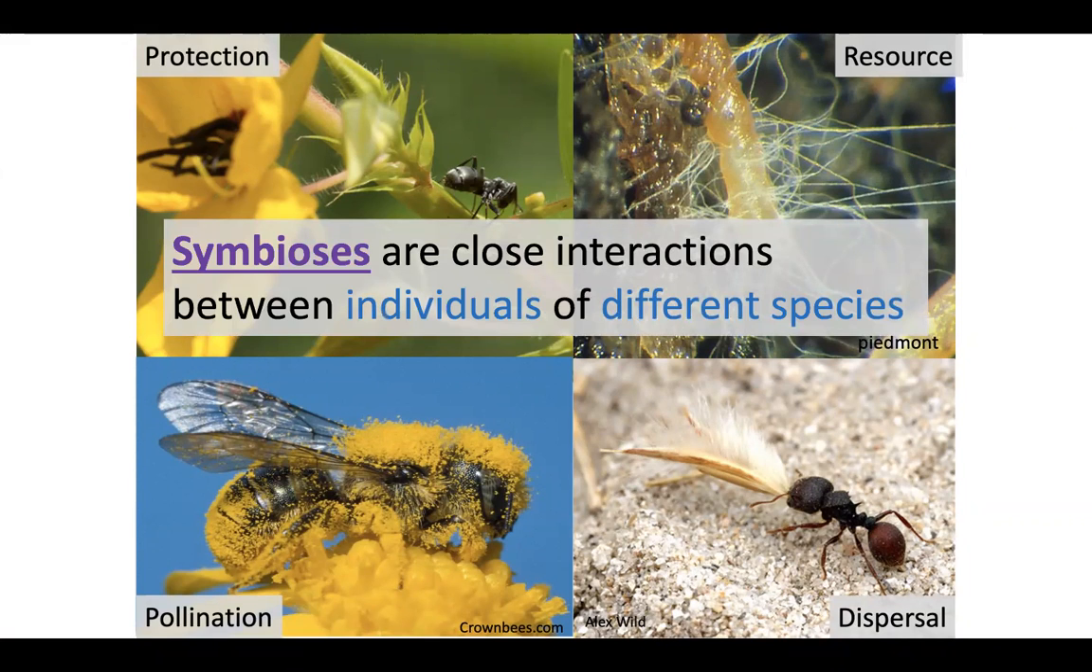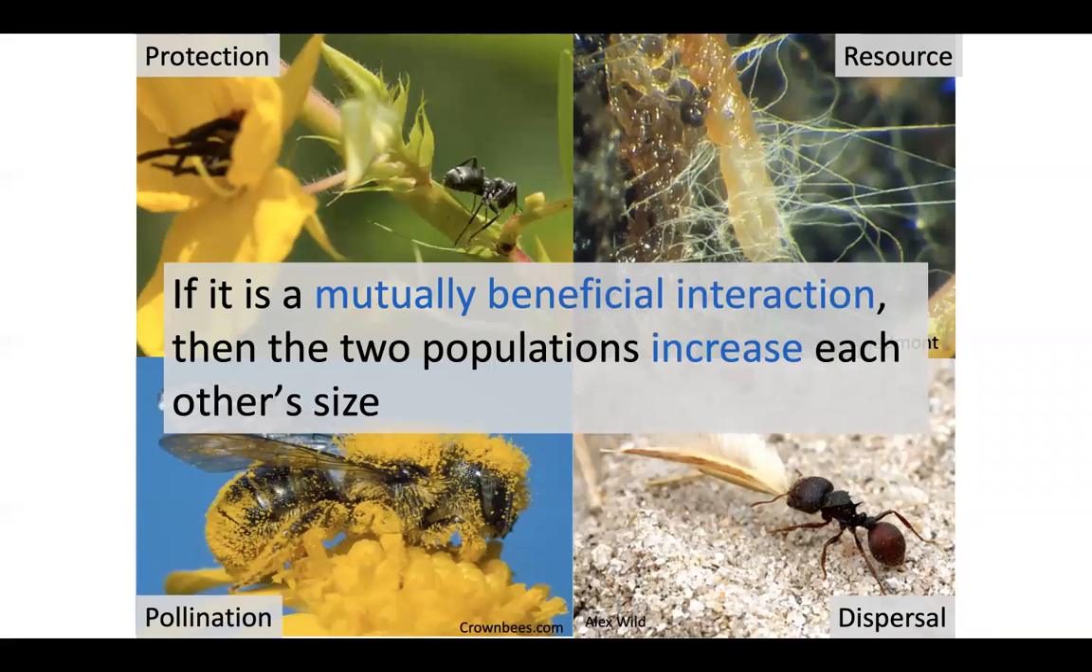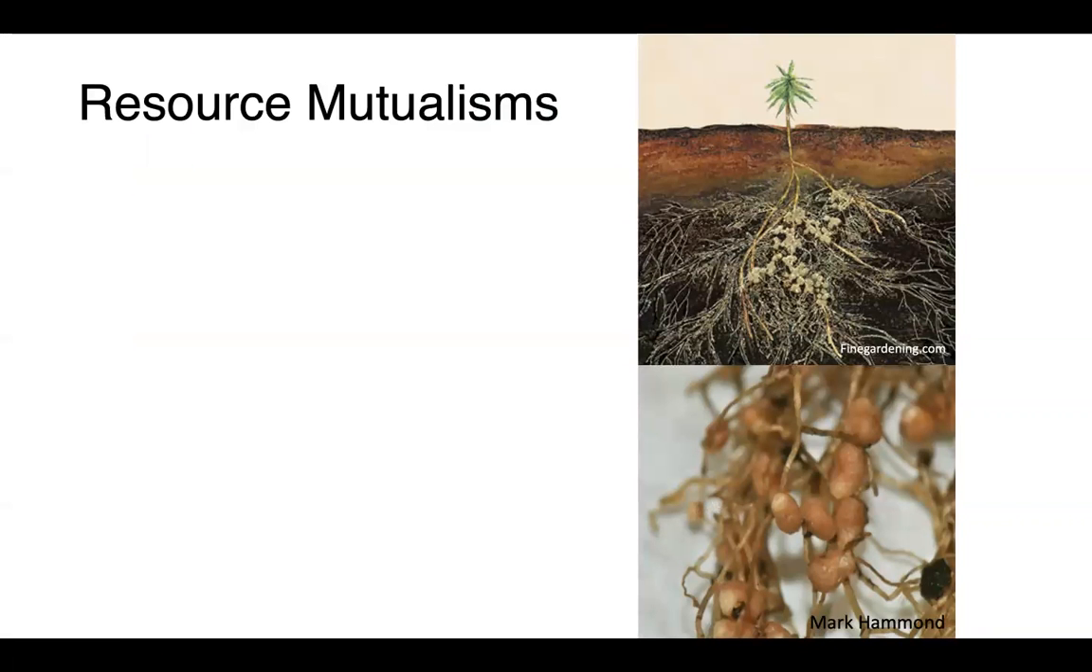Our research this summer focused on symbiotic species interactions. Symbioses are close interactions between individuals of different species. If it is a mutually beneficial interaction, then the two populations increase each other's sizes. These are referred to as mutualisms, and examples include protection, resource, dispersal, and pollination mutualisms. Our research revolves around resource mutualisms.